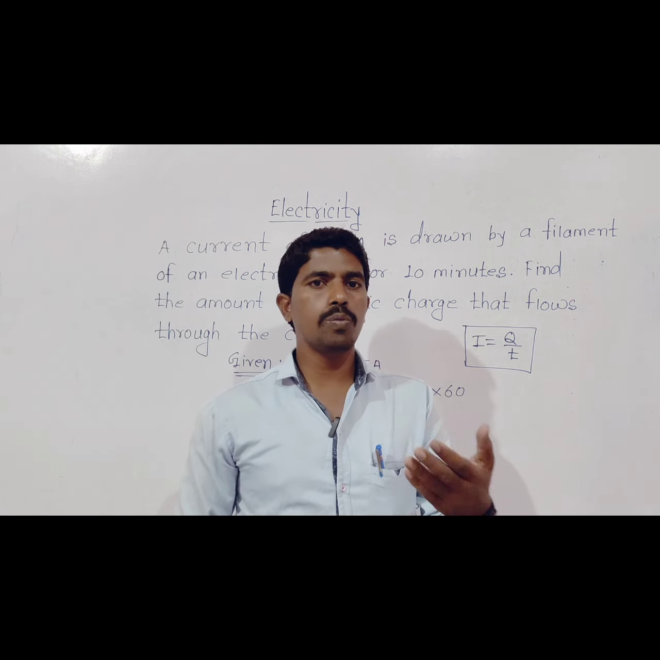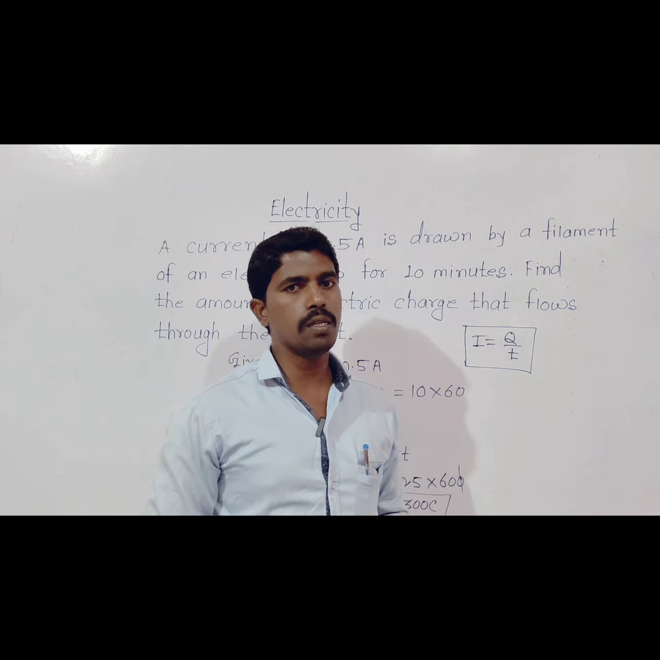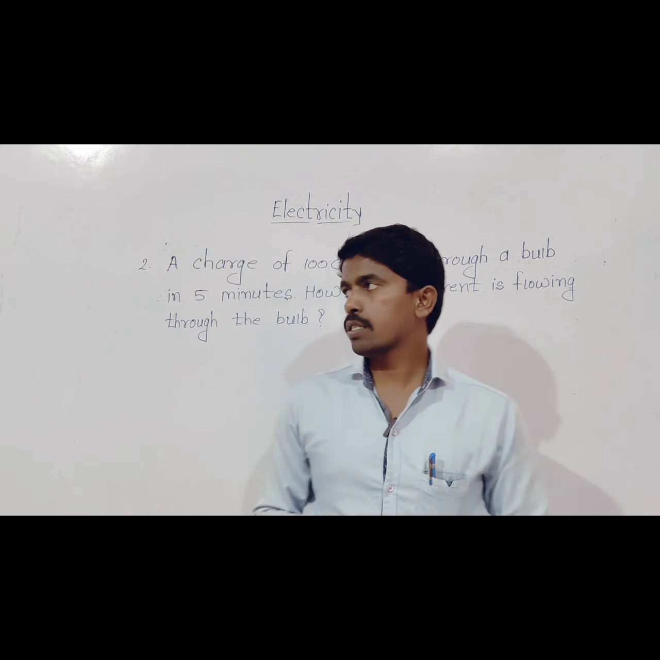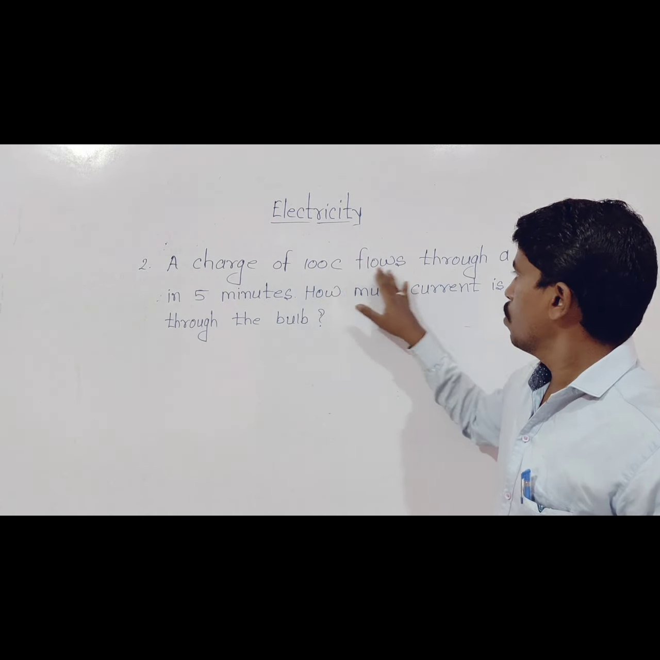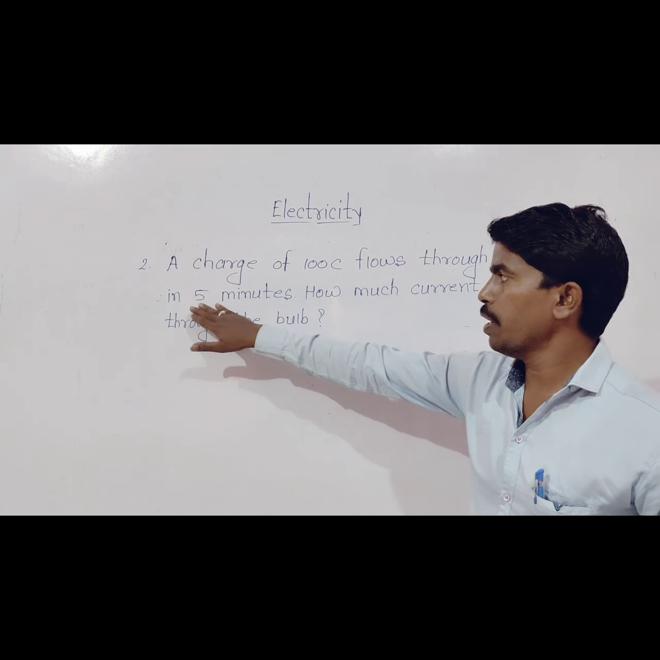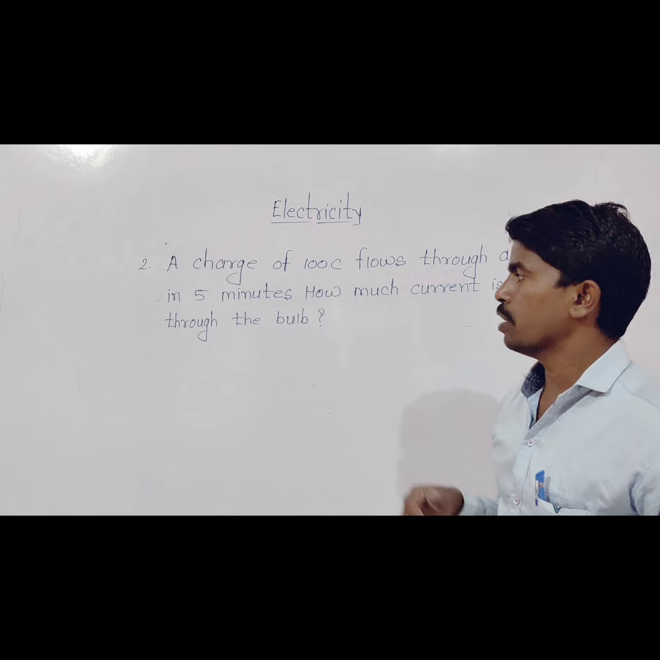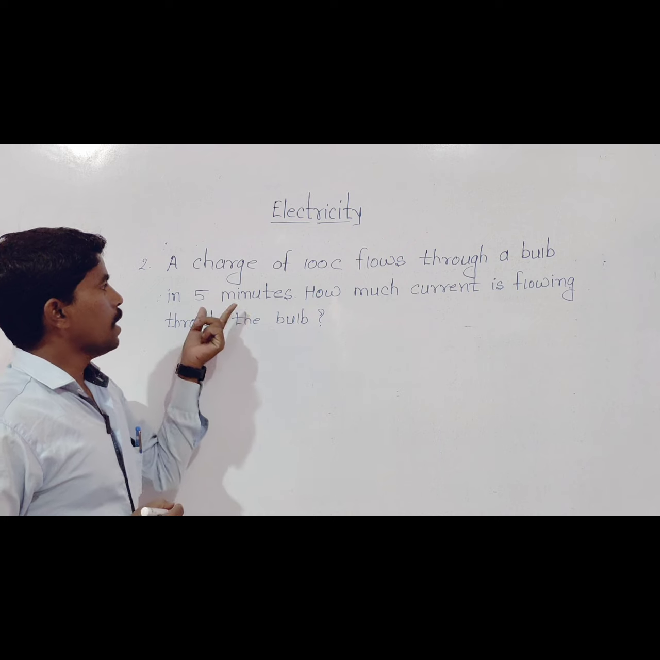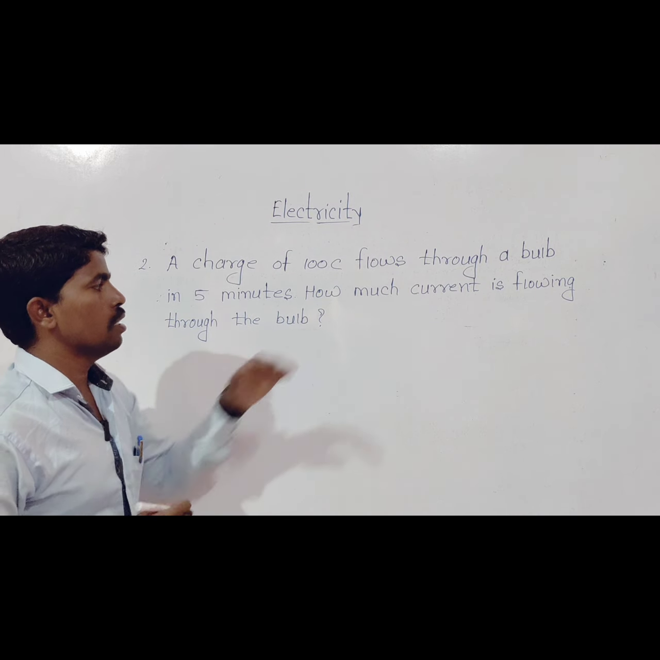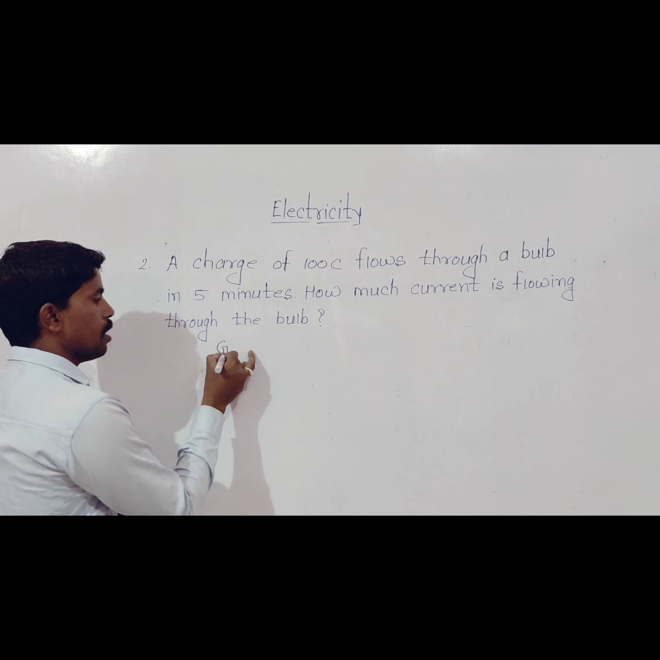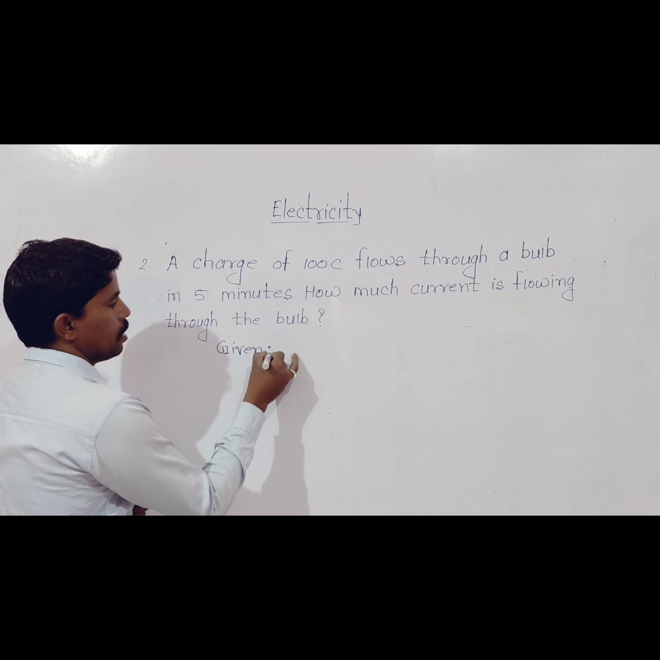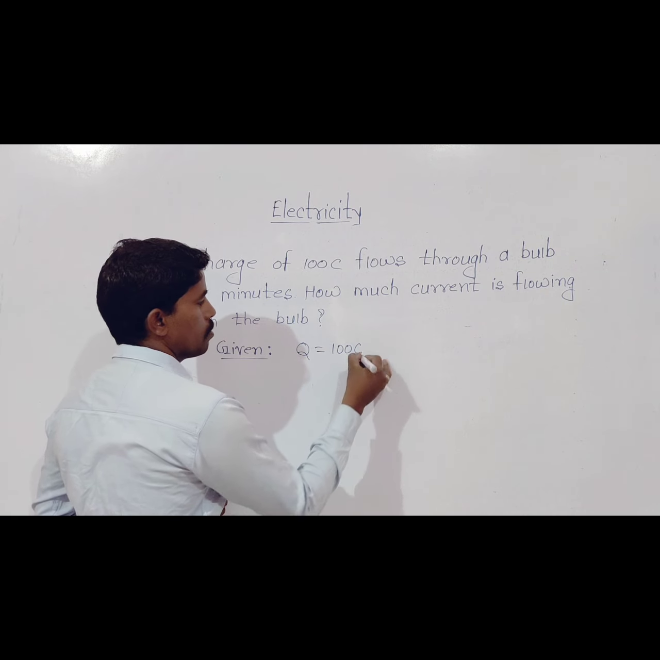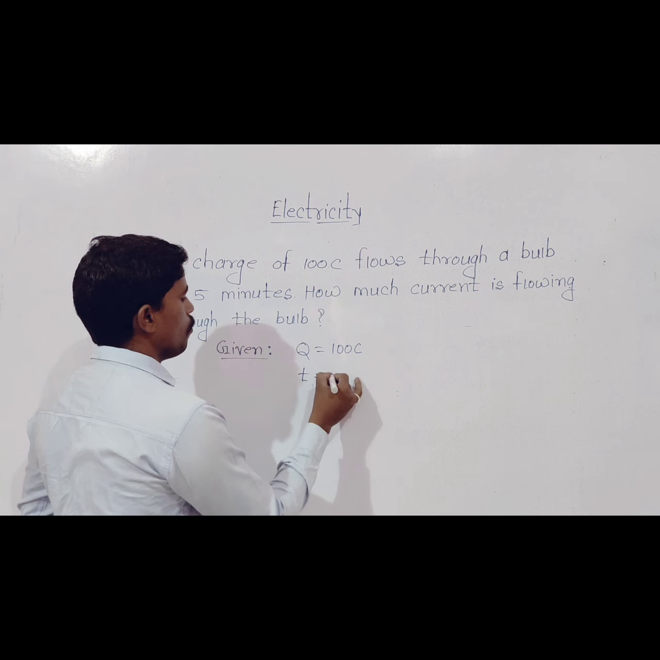So we will see the next numerical based on the same formula, that is I is equal to Q by T. The second numerical is: a charge of 100 coulomb flows through a bulb in 5 minutes. How much current is flowing through the bulb? In this numerical, the charge and time are given, we have to calculate the current. Therefore, we should write given: Q is equal to 100 coulomb and T is equal to 5 minutes.